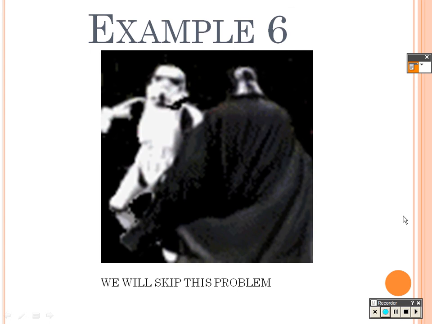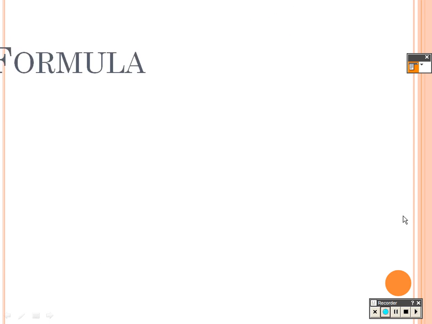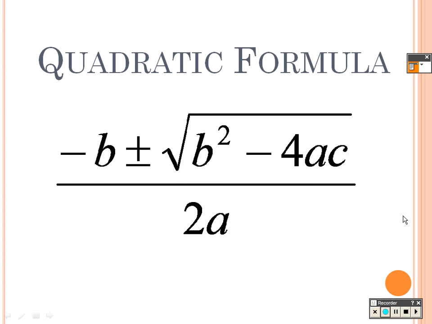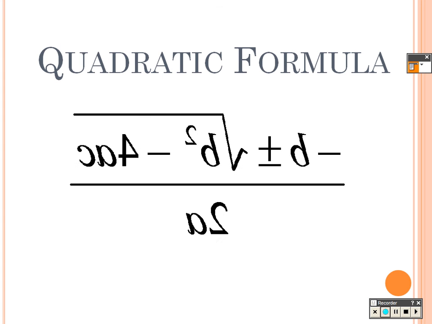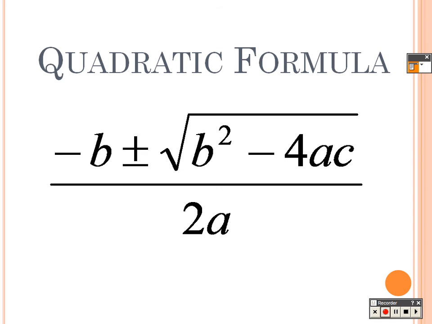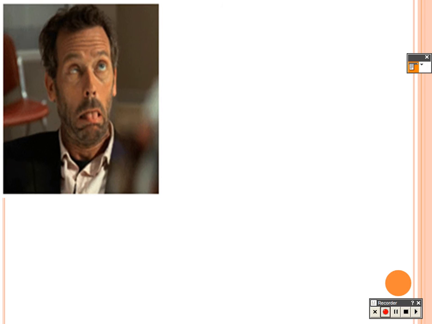We'll do example 6 there. The quadratic formula works for any quadratic that exists, period. It does not matter what it is. It works for any of them. -b plus or minus the square root of b squared minus 4ac, divided by 2a. It doesn't matter what it is. It'll work for any quadratic.